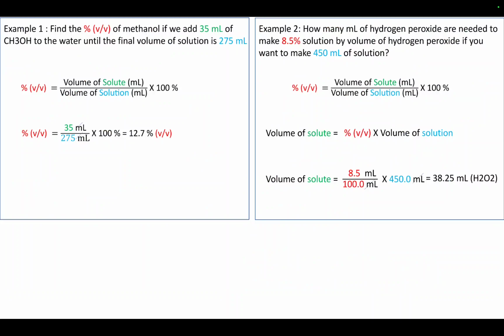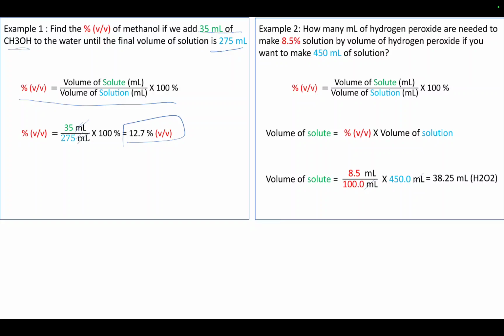Now we have volume over volume percent. In the first example, we can directly substitute in the law. What is the law for volume over volume percent? So this is 35 of methanol, CH3OH, and this is the volume of solution. We just substitute, milliliter with milliliter unit, so the answer will be 12.7%.